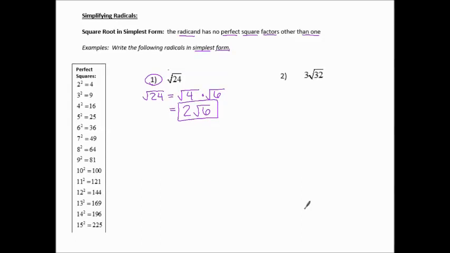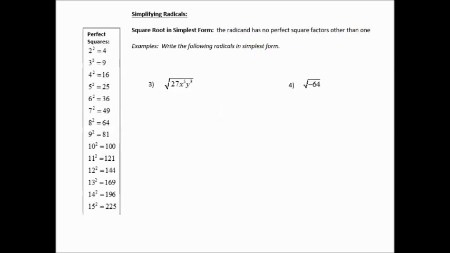Let's take a look at another example. We're going to look at number 3. We still want to get this radical in simplest form, but if you notice, I also have some variables here. So let's first take a look at my number. I'm going to just look at root 27, the square root of 27 by itself. I'm going to simplify that just like we did in the last example.